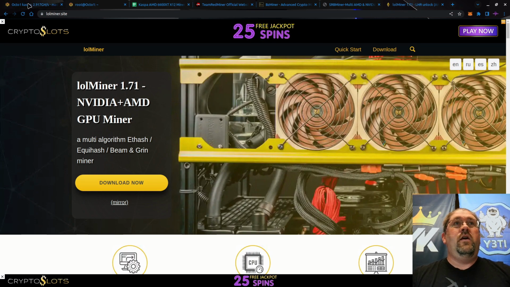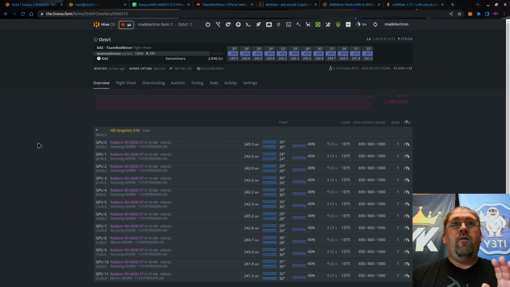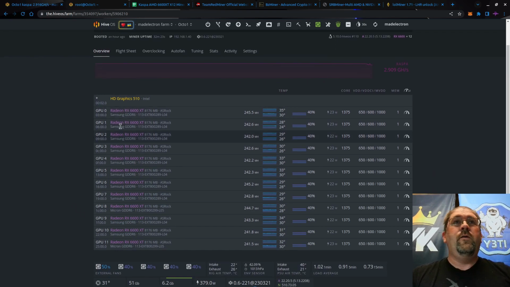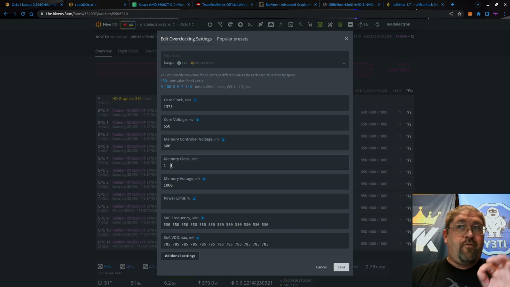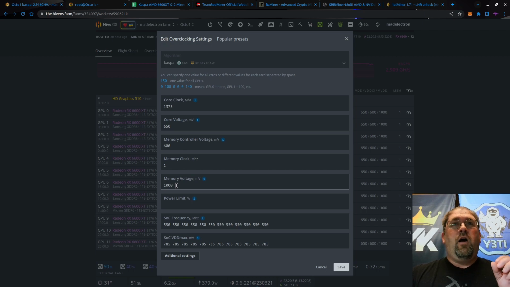And what we're going to be looking at today is I have an Octominer X12 filled with nothing but 6600 XT cards. Now, through each test, we're going to keep the exact same settings. Namely, core of 1375, core voltage of 650, memory controller voltage of 600, memory clock of 1, because remember, Kaspa is a core-intensive algorithm, doesn't really need the memory, so we save a few watts by basically turning the memory almost off. Memory voltage of 1000, which is 1 volt. This also saves a little bit of power. No power limit, you really don't need that on AMD. And we're running an SOC frequency on these cards of 550 with an SOC VDD max of 785.